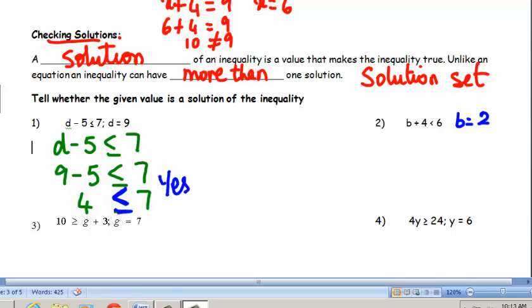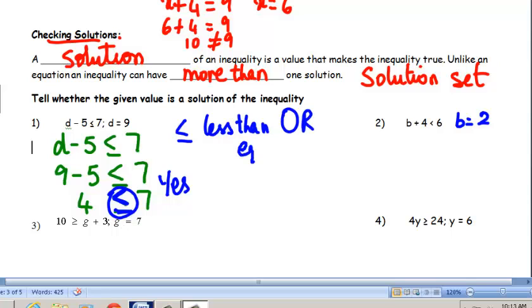So out of the given inequality, we have to check for one that happens. 4 is less than 7 because, remember, this is read as less than or equal to. So in this case, it is less than. So we are good. Let's move on to the next one.